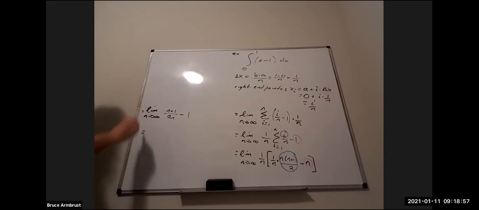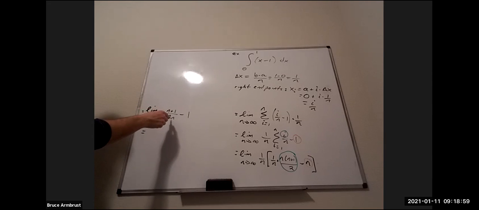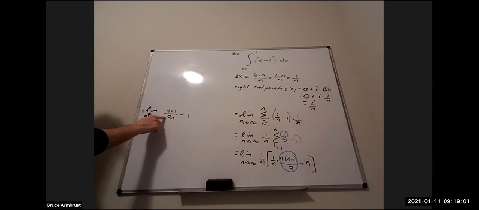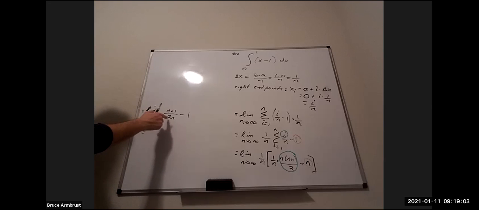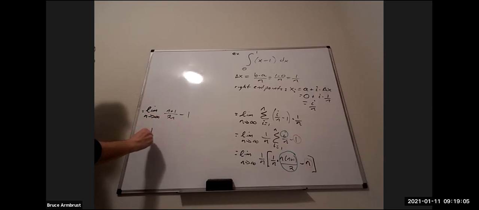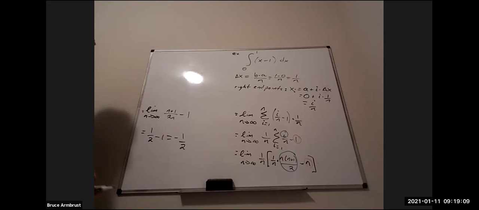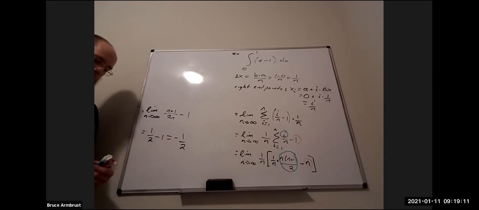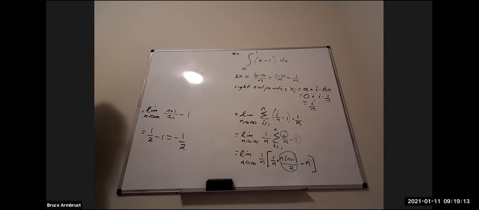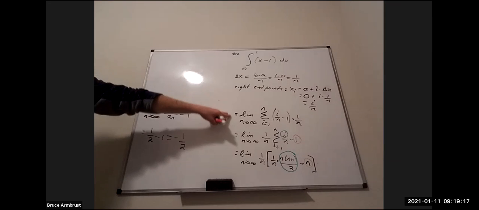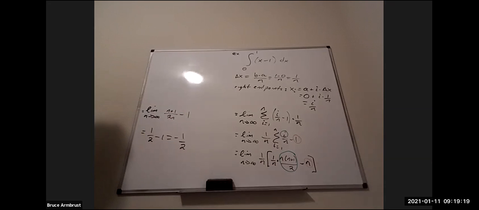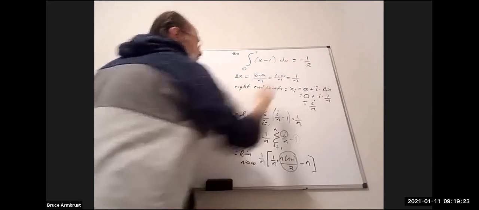So now when I evaluate my limit, since I've got a fraction, I can look at the degrees. They're both degree 1. Take the coefficients, I get 1/2. I subtract 1, and we get negative 1/2. So all of that work was just using the definition, and we ended up with negative 1/2.